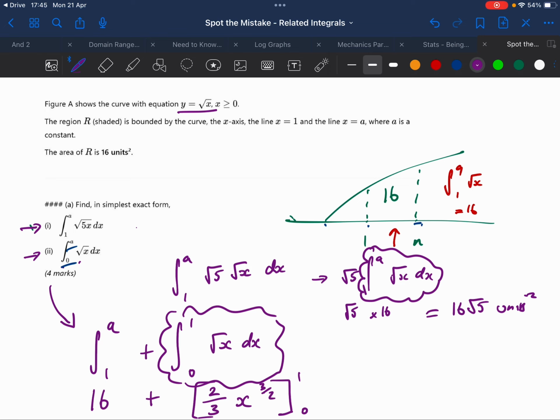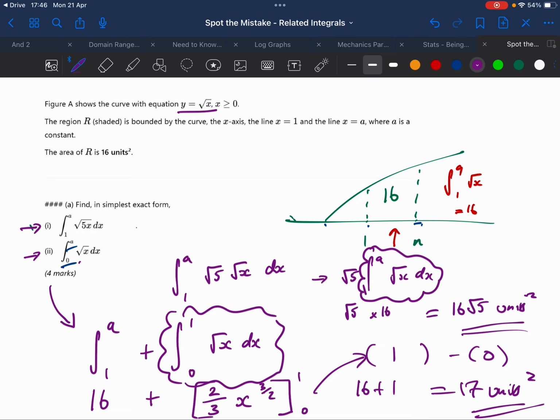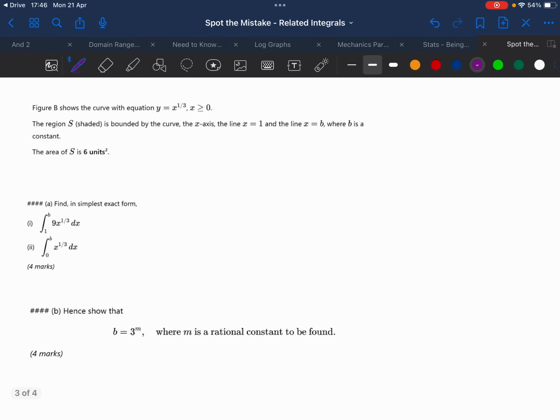If I do that on this particular question, if I put 1 in, I will just get the outcome of 1, and if I put 0 in, I will just get 0. So what you'll end up with is 16 plus 1, which will be 17 units squared. Again, we're not supposed to reinvent the wheel. We're supposed to use the fact that we already know something that's related to it.